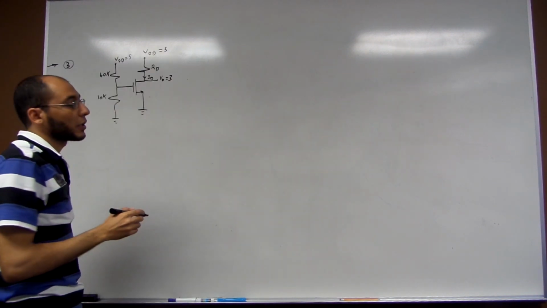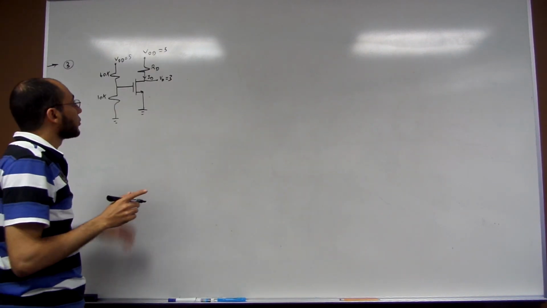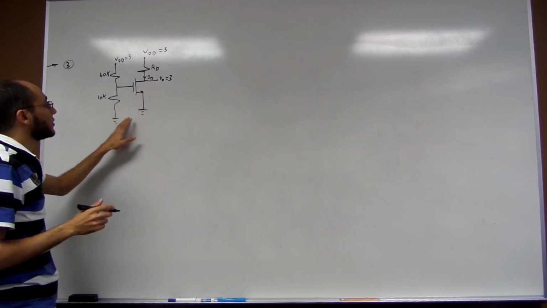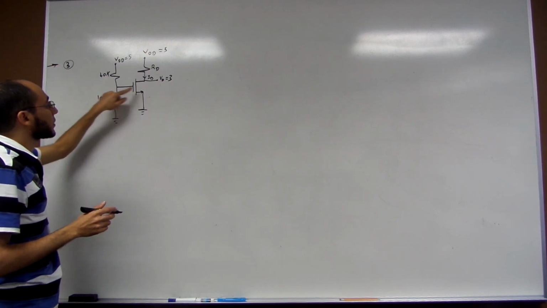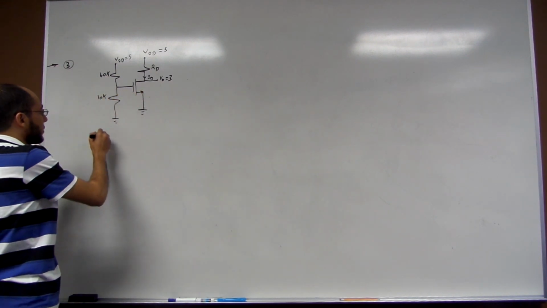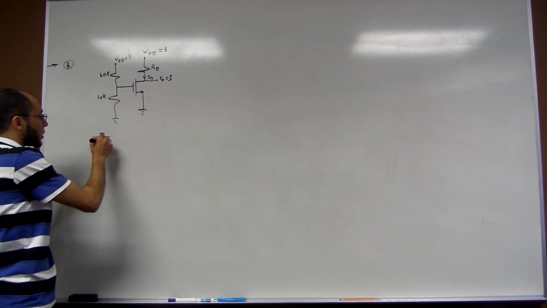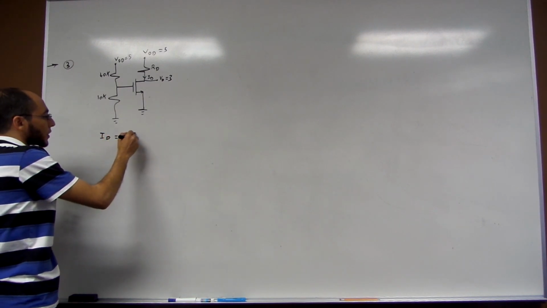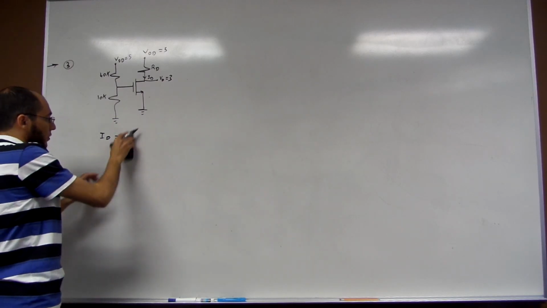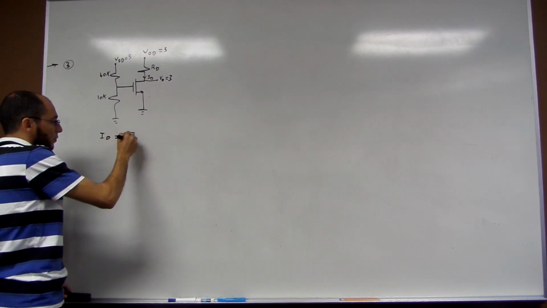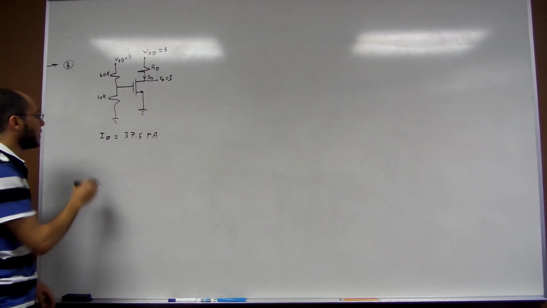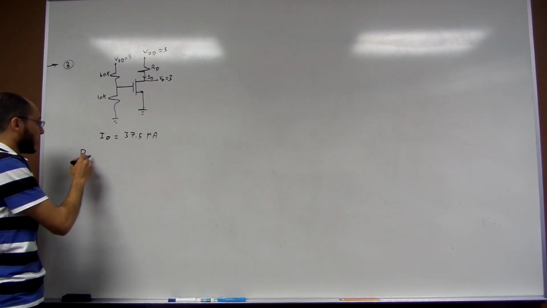Okay. So for the third problem, you're given a MOSFET transistor that is connected in this way. And I'm giving you that ID is equal to 37.5 microamperes. What I'm asking is the power consumed in this circuit.